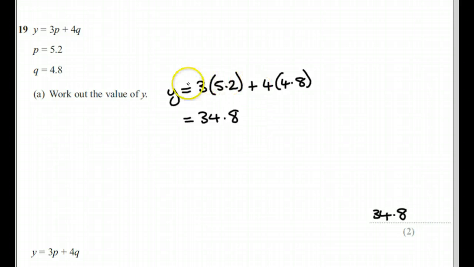Just make sure to put things in brackets when you're substituting in, particularly if you had negatives.